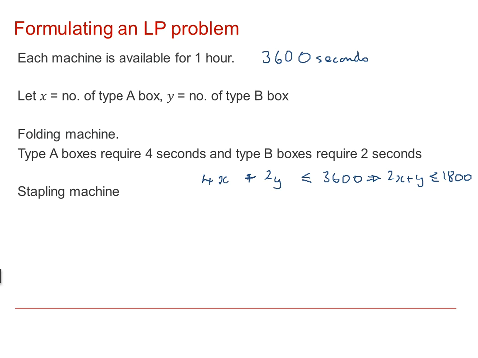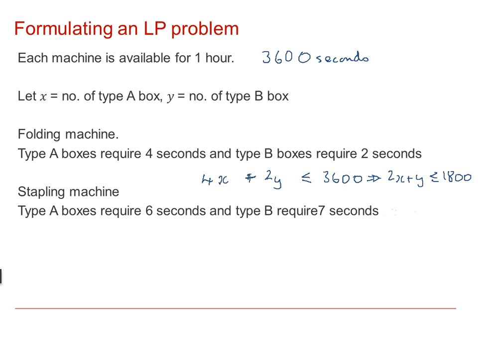The second machine was a stapling machine. And on the stapling machine, type A boxes require 6 seconds and B 7 seconds. So therefore we have that 6x plus 7y is less than or equal to 3,600. Nothing we can do to simplify that one, so that gives us our second constraint using the second machine.